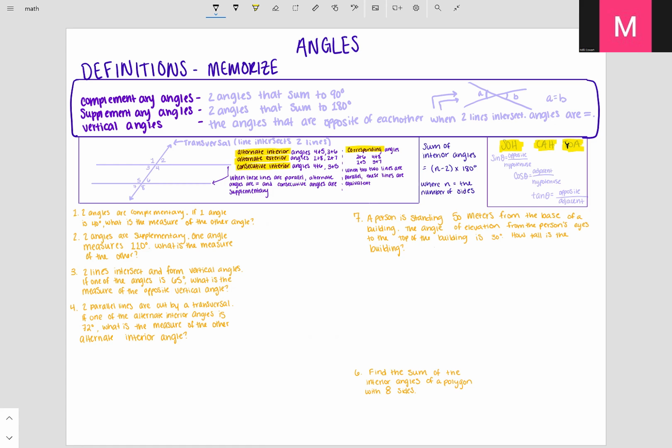And last, you'll need to remember SOHCAHTOA, which is the sine, cosine, and tangent formulas.